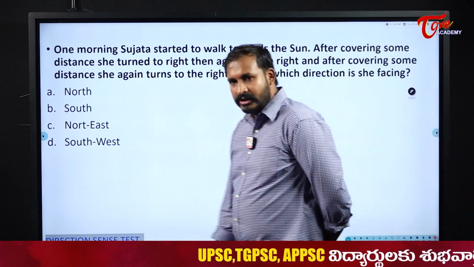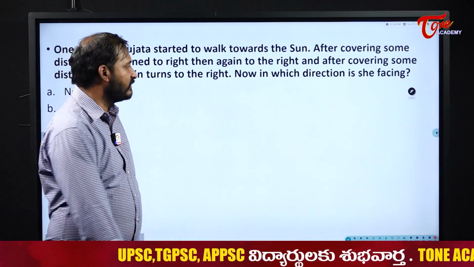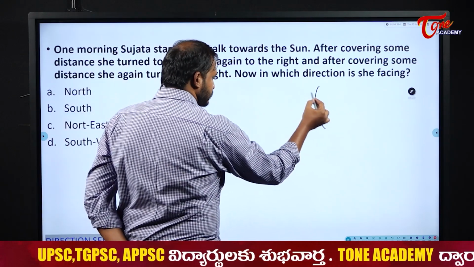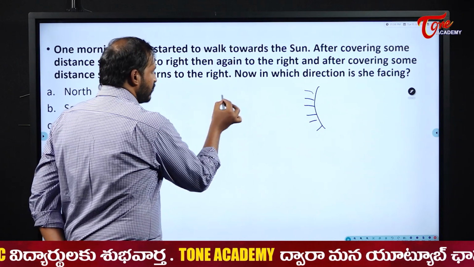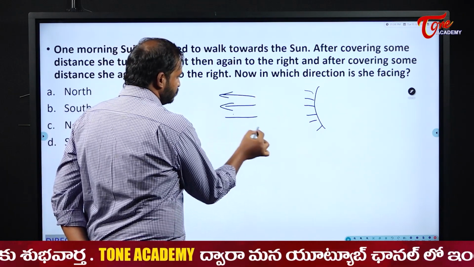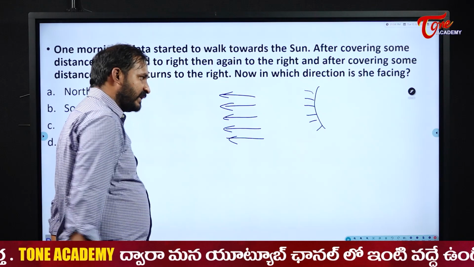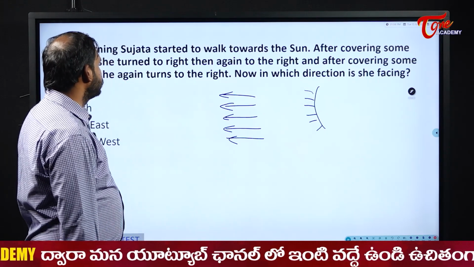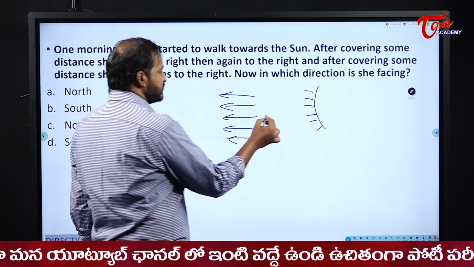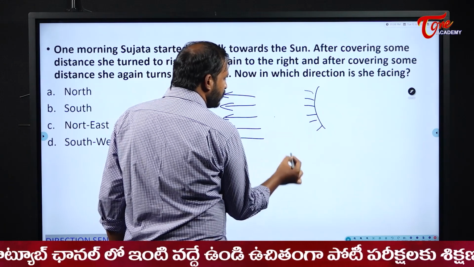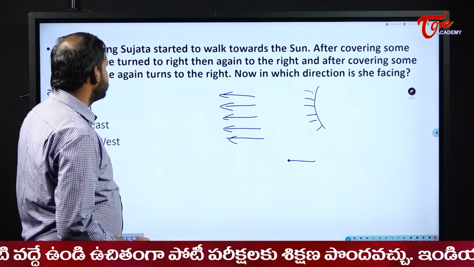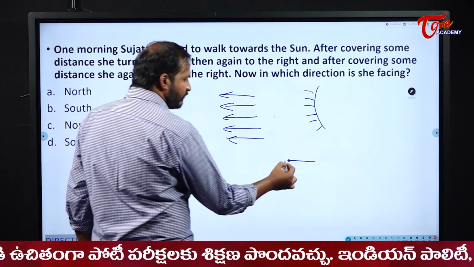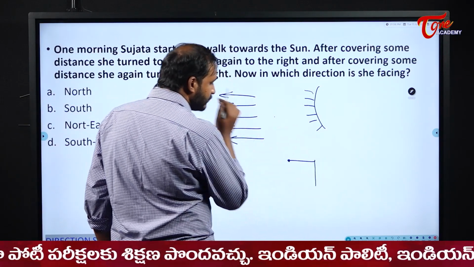One morning, during morning hours, where the sun will be there? Sun will be there at the east. Okay. So where my shadows will fall? Shadows will fall like this. So this is by default. One morning, Sujata started to walk towards the sun. Towards the sun means what? Towards east. After covering some distance, she turned to right.